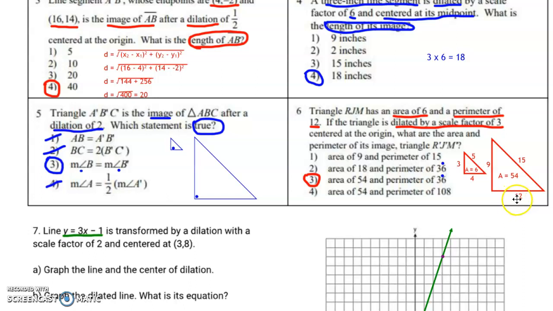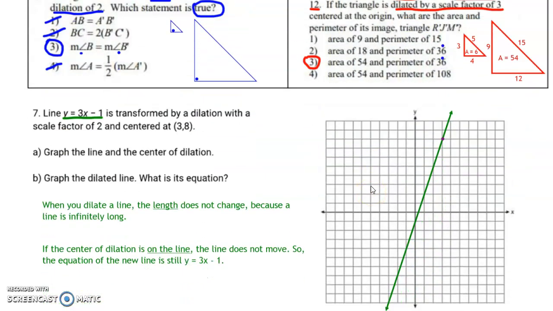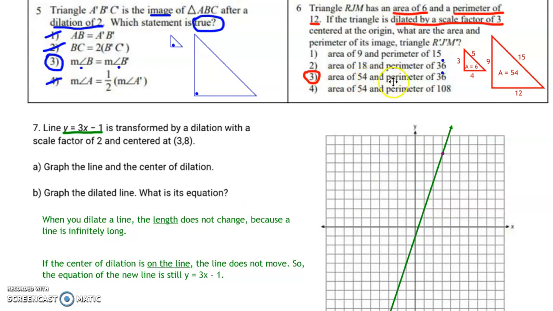The perimeter should be 36. And then 9 times 12 is 108, divided by 2 is 54. There we go. Later on, we're going to do a description of exactly why the area and the perimeter change in different ways.